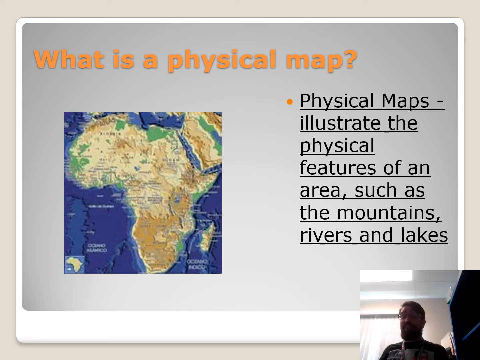So the first one is a physical map. It illustrates physical features of an area, such as mountains, rivers, and lakes, and also elevation, or the amount of land above or below sea level, sometimes known as altitude as well. So be aware, we're going to be looking at this in particular when we talk about the Rocky Mountains, the river basins, and the lowlands near the different oceans and the Gulf of Mexico.